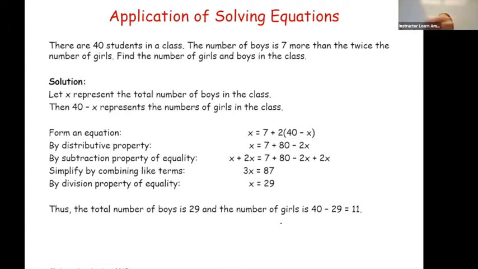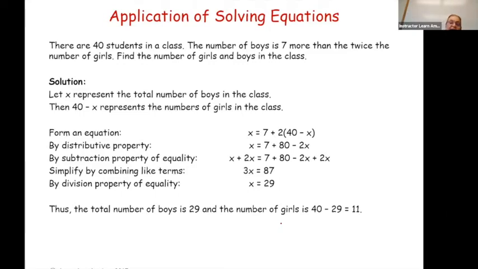Okay, let's look at some problems which involve solving equations and what we would call applications of solving equations. In other words, we have a problem situation, we set up an equation. The idea is to describe the problem situation by means of the equation. So, supposing we know we have 40 students in a class and the number of boys is 7 more than twice the number of girls, and we want to find both.